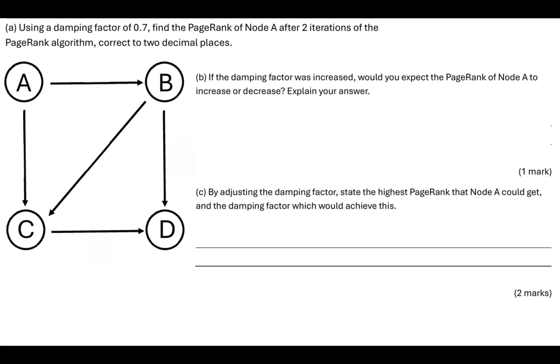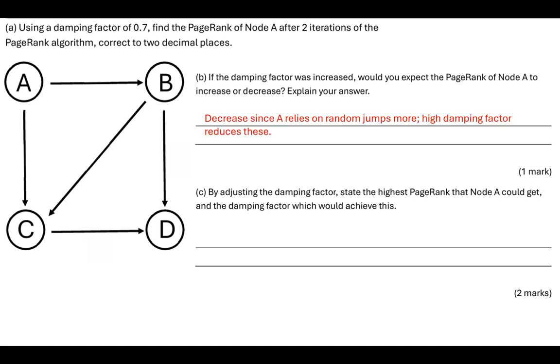Okay, let's answer the questions on this. If the damping factor was increased, would you expect the page rank of A to increase or decrease? Well, A has no nodes going to it, only the node D. So A is really relying on those random jumps. And the higher the damping factor, the lower the random jumps. So that's what we should have written.